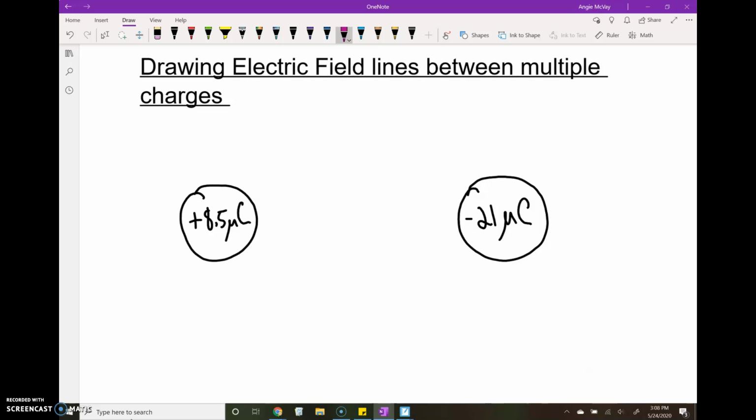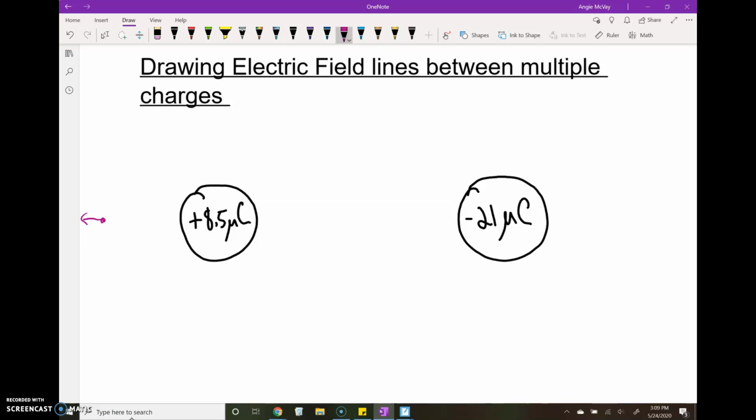We just found we can calculate the magnitude and direction of the net electric field over here, just to the left of both of the charges. The net electric field is that way. Okay, but how can we visually represent the net electric field at any point around these two charges?